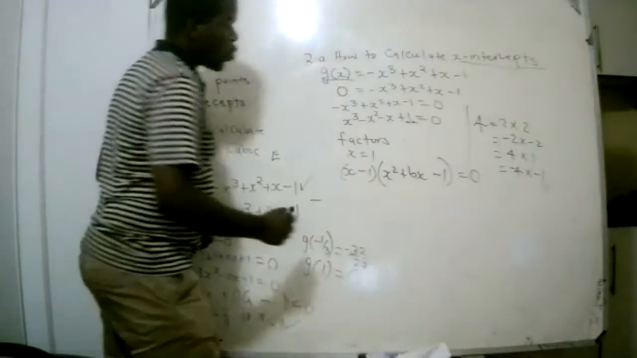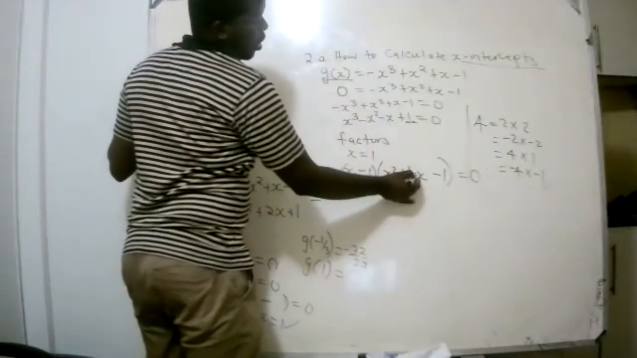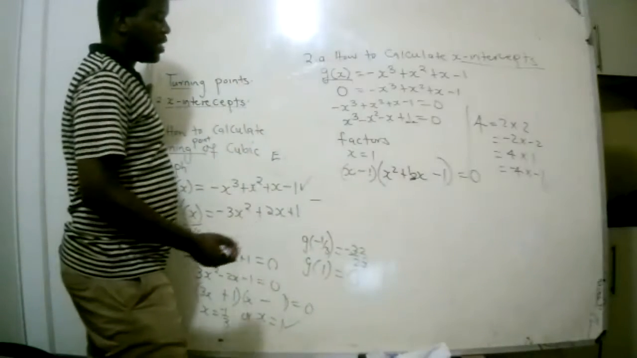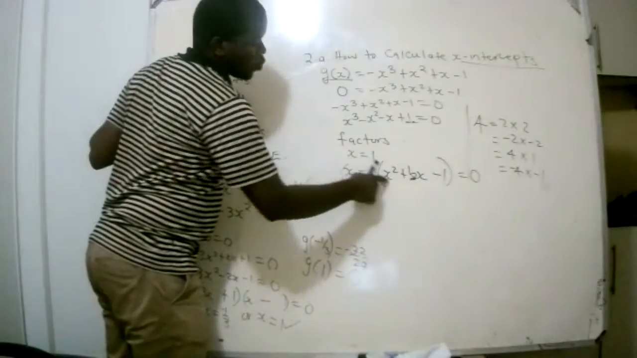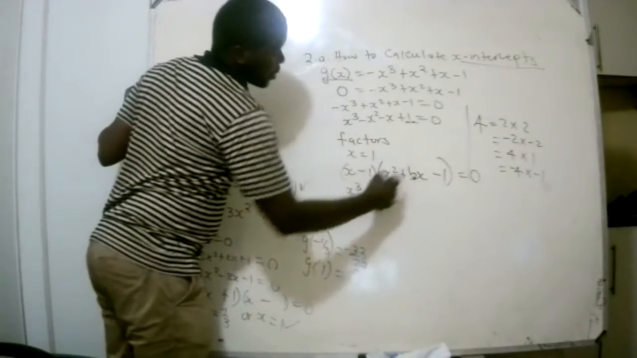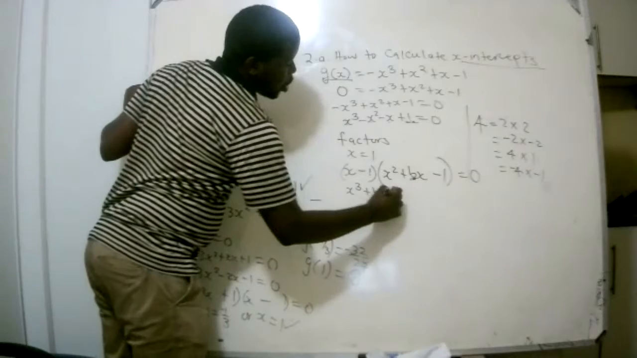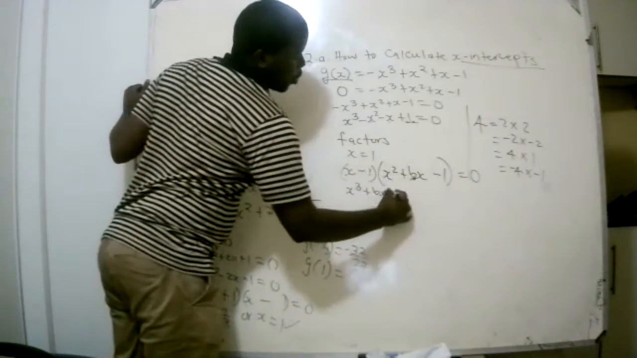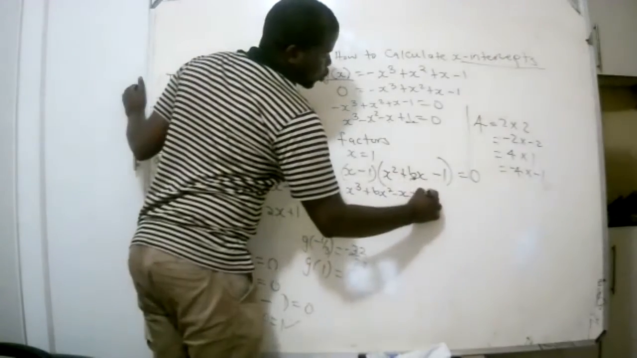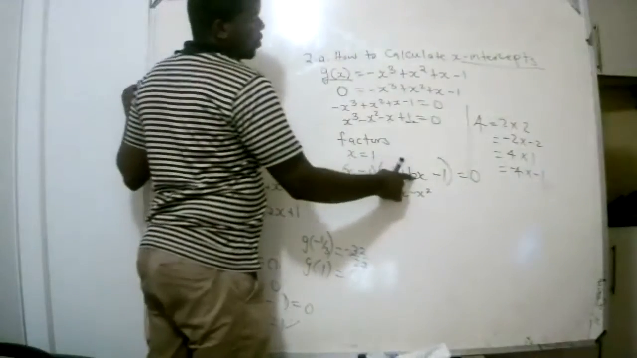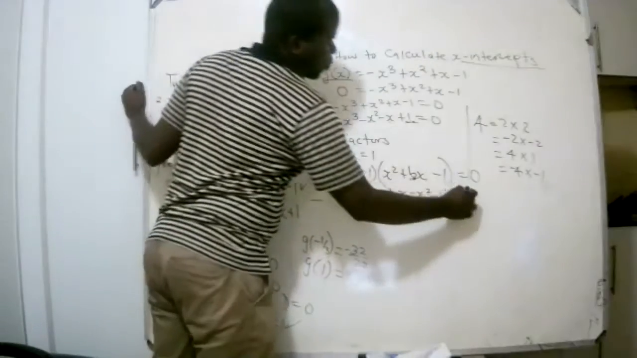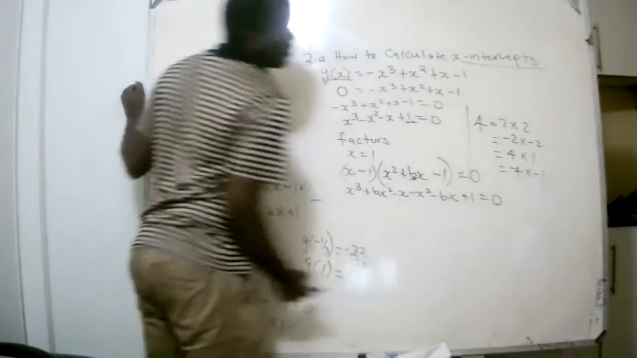After doing so, we can simplify this expression, of which at a later stage we're going to obtain the value of b. Let's do that and see what we obtain. We multiply x with x squared, we obtain x cubed. We multiply x with bx, we obtain plus bx squared. We multiply x with -1, we obtain -x. We multiply -1 with x squared, we obtain -x squared. We multiply -1 with bx, we obtain -bx. We multiply -1 with -1, we obtain +1. And then that is equal to 0.